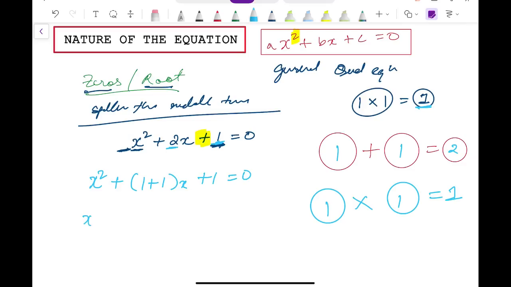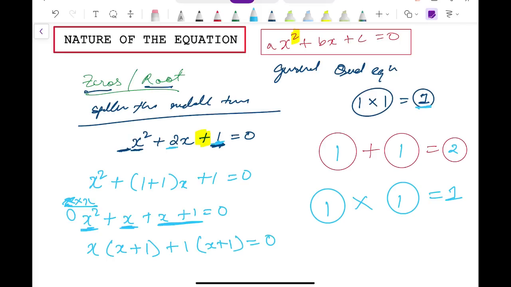Now if I remove this bracket, I'll get x squared plus x plus x plus 1 equal to 0. If you look at these two terms, x is present in both, so I'll take x common out. x squared means there is x two times, so if I take one x out, another x is left. If I take x out, 1 is left. Plus, if you look here, there is no common, so you just take 1 out, then x plus 1 is left, equal to 0.